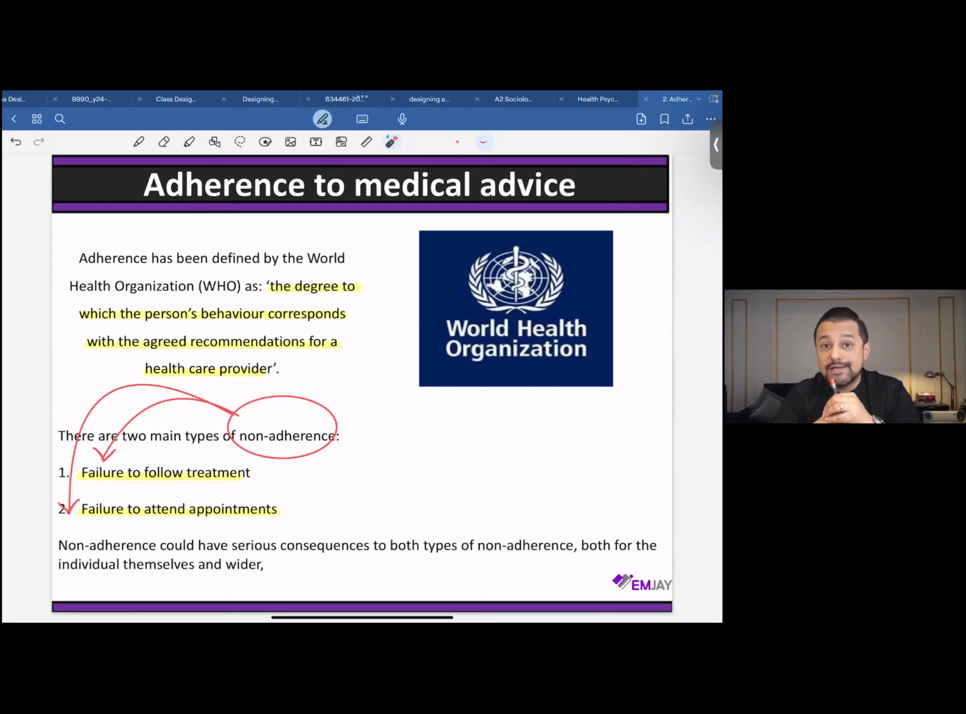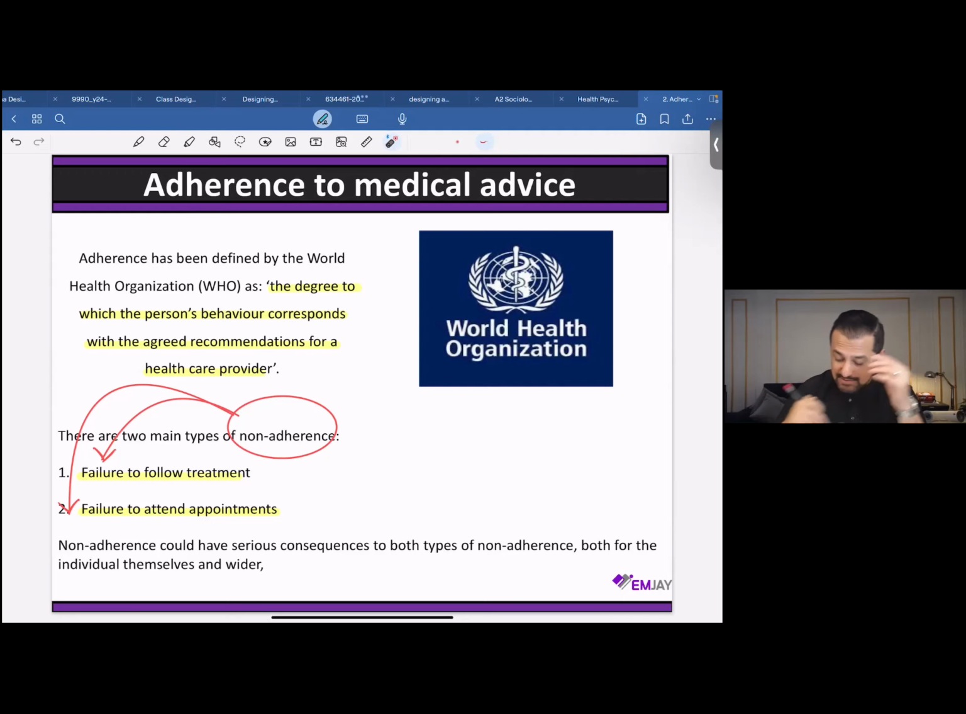If you are not attending appointments, if you're not going to visit the doctor when you're actually supposed to, that could have a negative impact on the health services as well. Because guess what? If you have an appointment schedule, and you're not attending that appointment, you're, in other words, wasting the practitioner's time as well. And the time that you wasted could have been put to use to maybe help another patient.